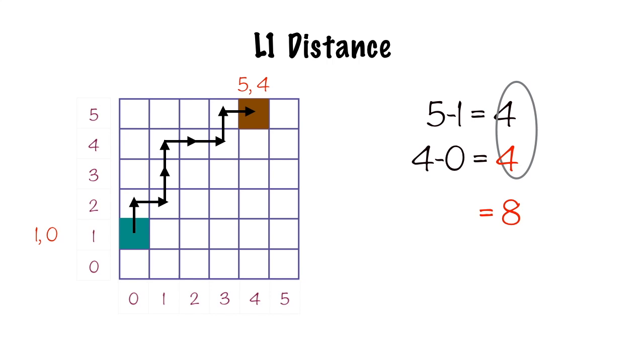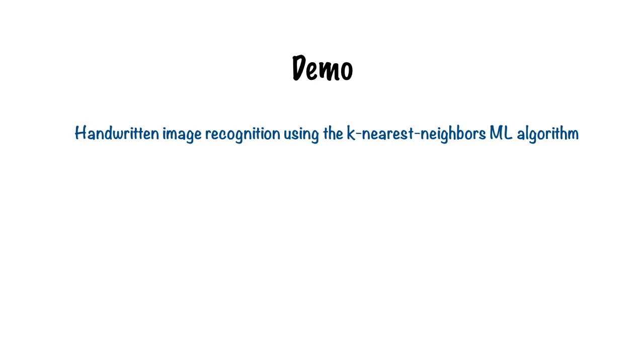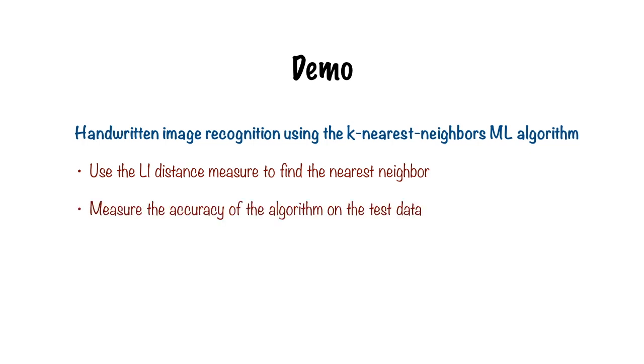We cannot go in a straight line between the 2 points as we did in the case of a Euclidean distance. Next, we are going to turn our attention to a demo. This will involve actually coding up a digit recognition program in TensorFlow. We will do so using the k nearest neighbors algorithm. We will make use of the L1 distance in order to measure the distances between pairs of points, and we will end this implementation by testing the accuracy on some test data.